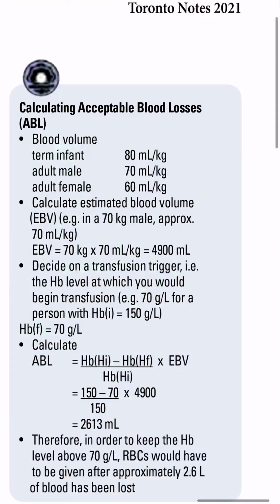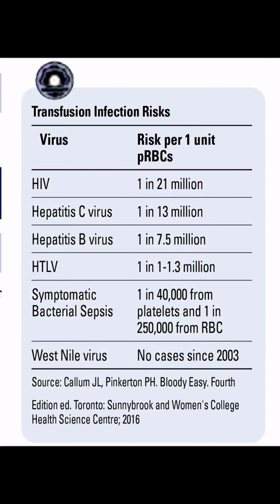Transfusion infection risks. Risk per 1 unit of PRBCs. HIV: 1 in 21 million. Hepatitis C virus: 1 in 13 million. Hepatitis B virus: 1 in 7.5 million. HTLV: 1 in 1 to 1.3 million. Symptomatic bacterial sepsis: 1 in 40,000 from platelets and 1 in 250,000 from RBCs. West Nile virus: no cases since 2003.